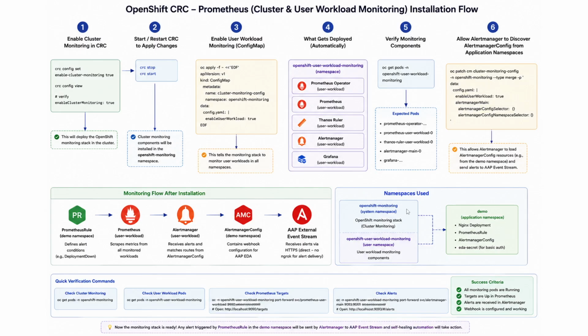I finally updated the Alertmanager configuration to discover the AlertmanagerConfig resource from my application namespace. At this point, the monitoring stack was fully configured and ready to send alerts directly to the Ansible Automation Platform whenever an application failure occurs.